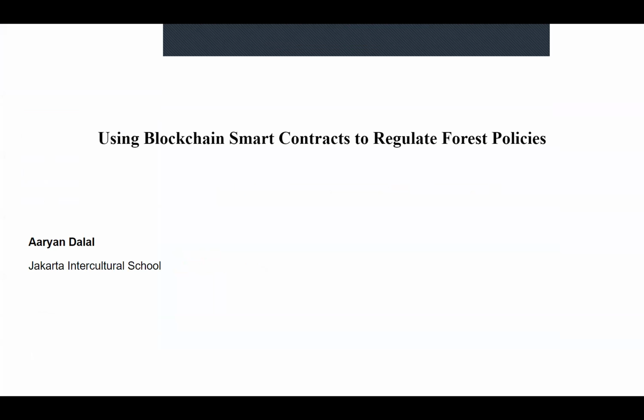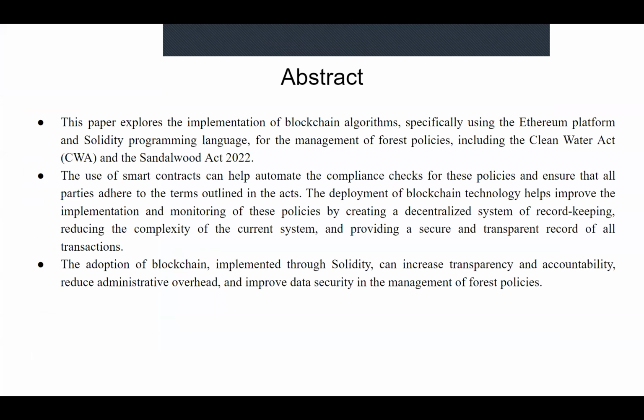Good evening, everyone. My name is Aryan Dalal, and I'll be presenting my paper titled Using Blockchain Smart Contracts to Regulate Forest Policies. This paper explores the implementation of blockchain algorithms using the Ethereum platform and the Solidity programming language for the management of forest policies, including the Clean Water Act and the Sandalwood Act 2022.